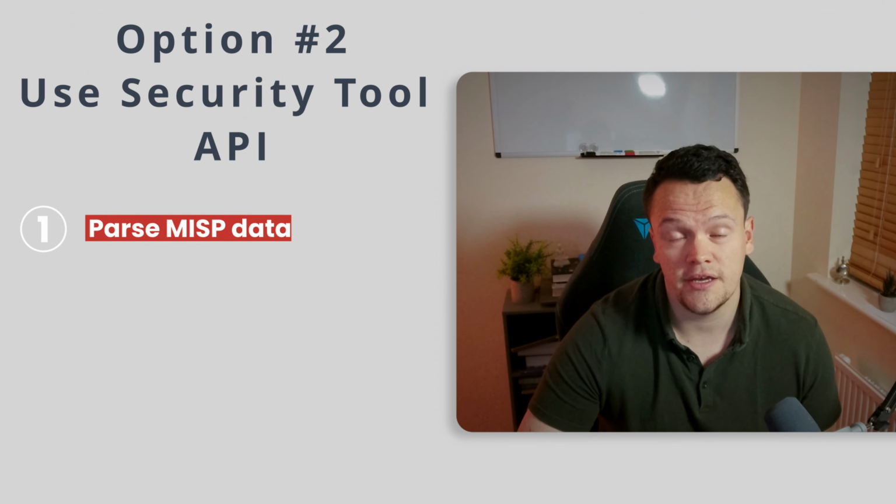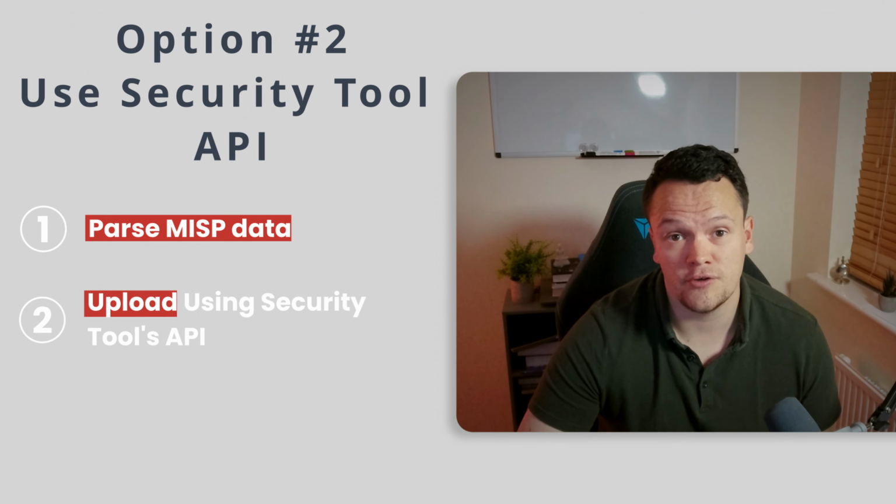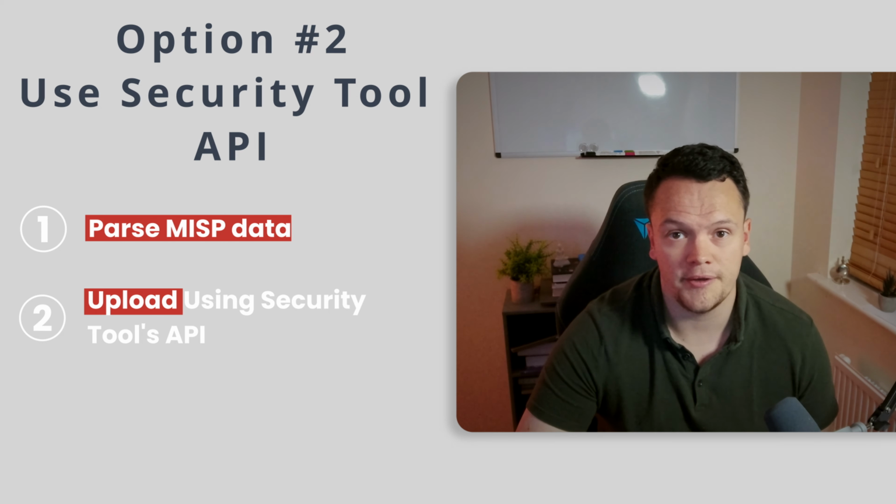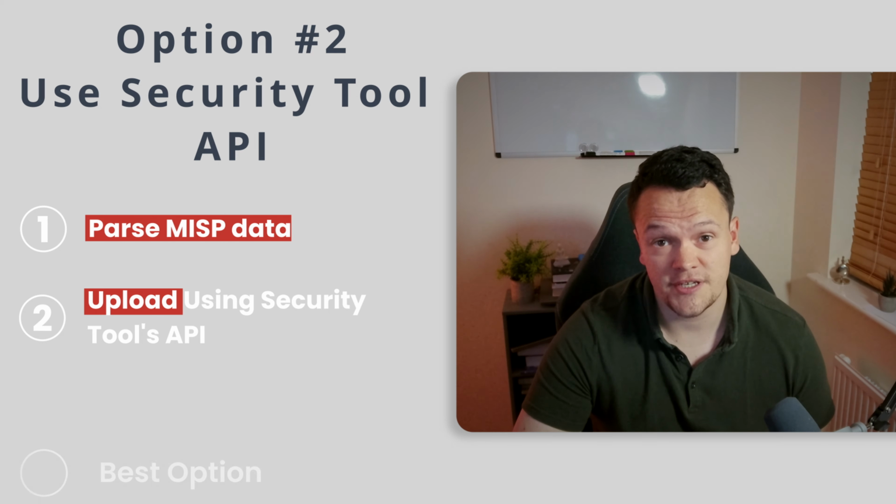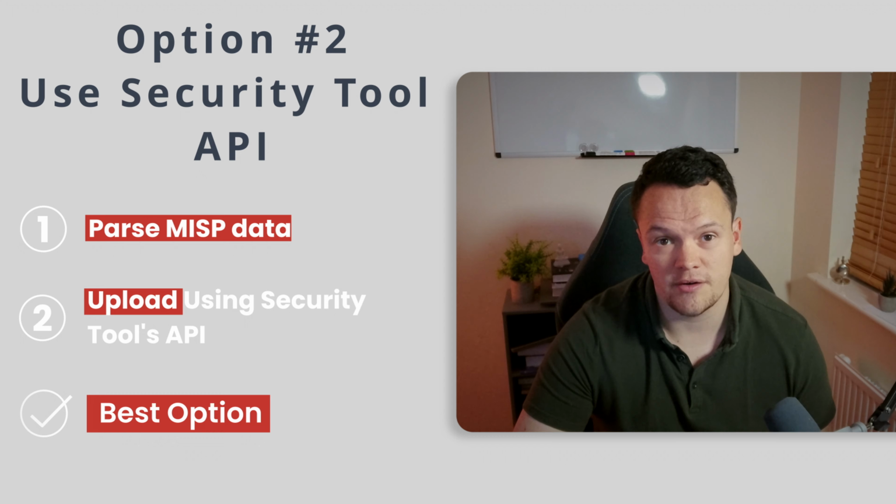Another option is to use the security tool's API to upload your IOCs for detection and blocking automatically. This is a better option as it saves you time and is less error prone. However, your security tool might not have an API you can interact with programmatically. Let's look at how to do both of these options in code.